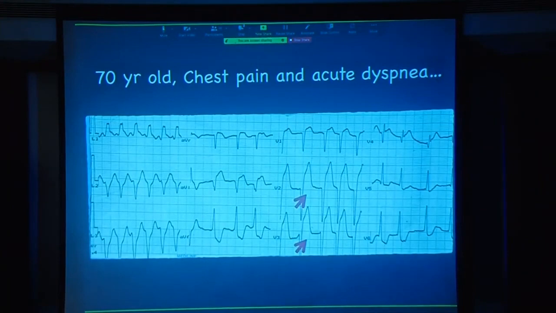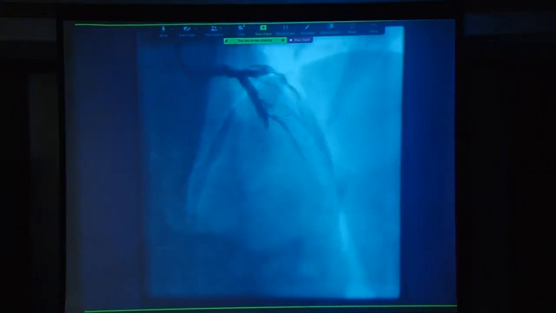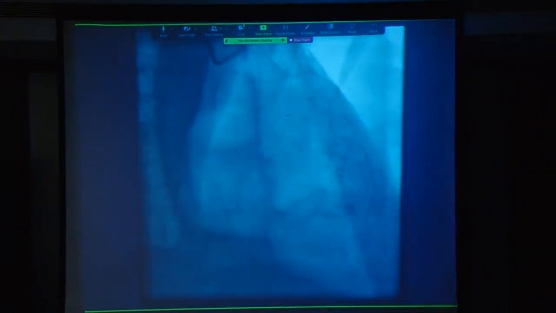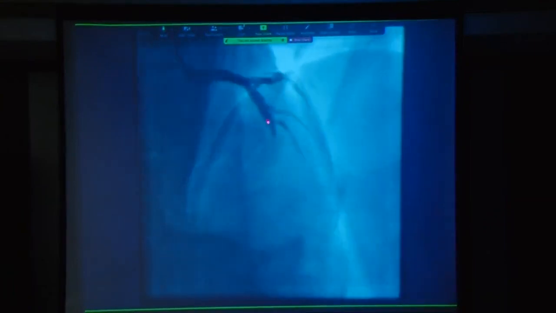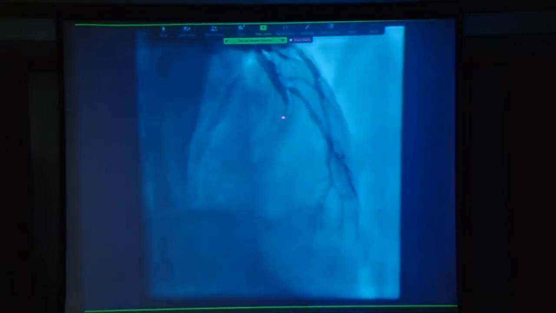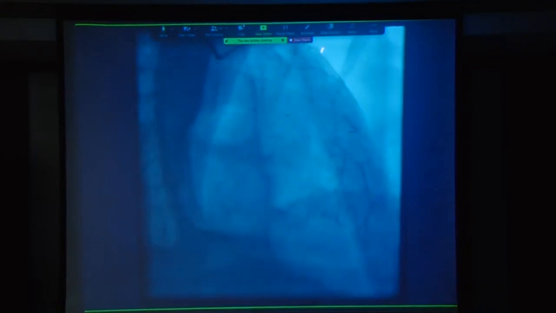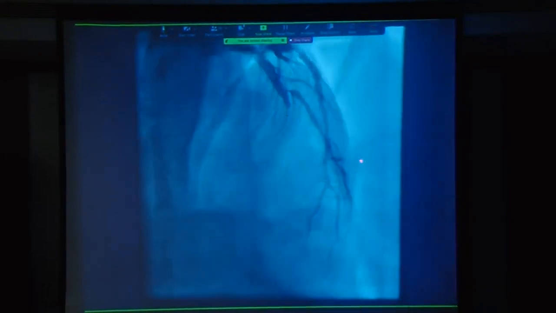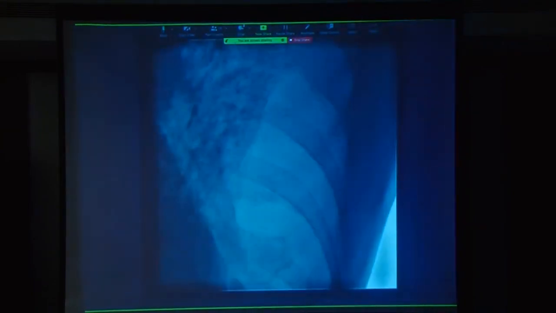This is another patient who presented with chest pain. You could see that there is ST elevation in V1, V2, V3. He had atrial fibrillation also, and was taken to the cath lab. In the cath lab, we found out that the left anterior descending artery was totally occluded. We did an angioplasty for that, but we also made out something interesting. You could see in the lung fields, the lung shadows were not seen at all.